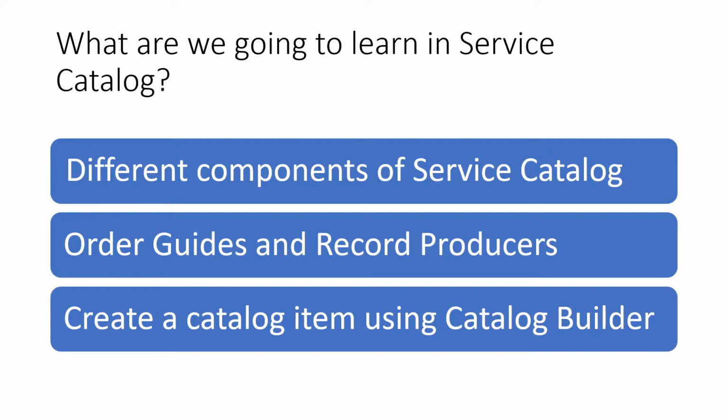And finally, the third video is going to be a very, very important video, because I will show you how you can create a catalog item using the catalog builder from scratch. That's going to be very interesting. But to understand this third video, you need to clear the concept of service catalog in a very good way, both of these topics: the different components of service catalog, and the order guides and record producers. So today we are going to learn about the components of service catalog. Let's go, and again make sure to watch the full video to clear your concept.